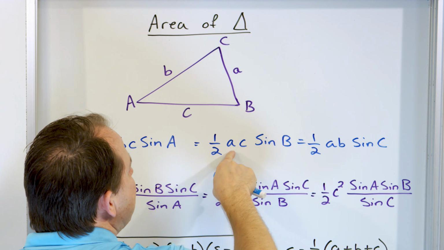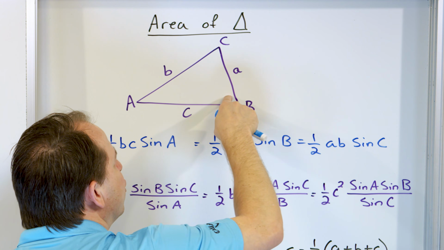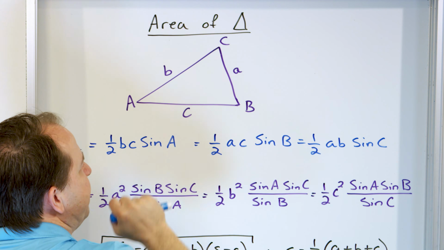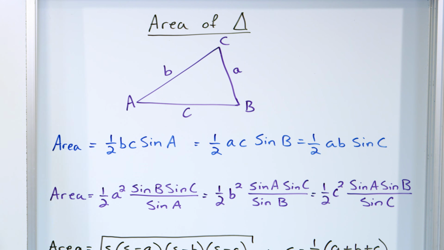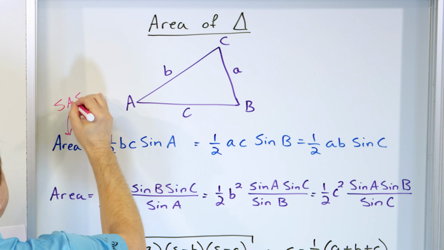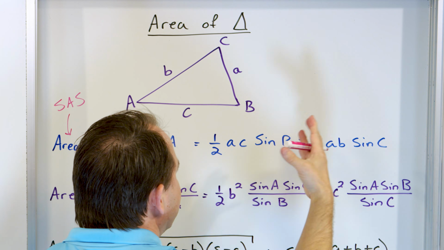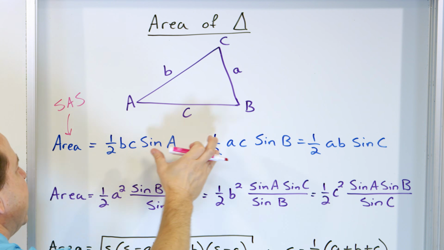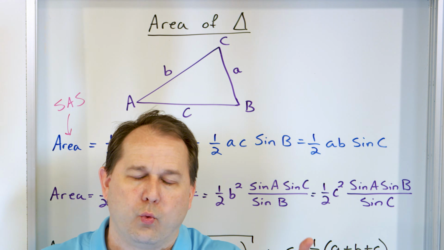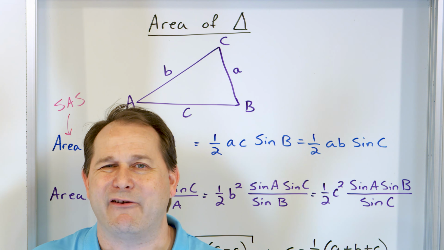Notice for this formulation, 1/2 A times C, that would be if I was given these two sides, and then I would know the angle between them. Over here, A times B would be these two sides, and the angle C would be between them. So this formulation is most helpful if I have a side angle side problem, usually, because I have two sides and an included angle. And if I calculate it using any one of these, then I'm going to get the exact same area. No matter how you work it, if you flip the triangle upside down and calculate it again, you're going to get the same area because the area doesn't change.